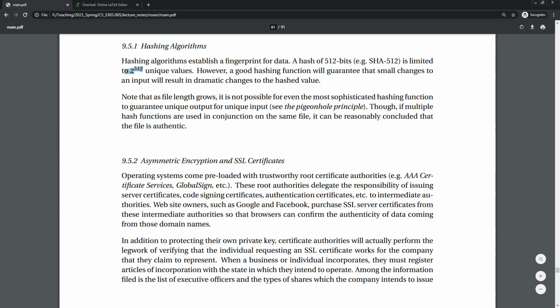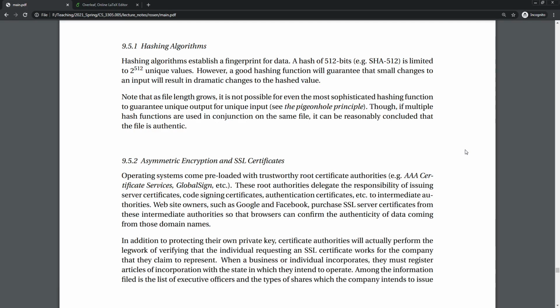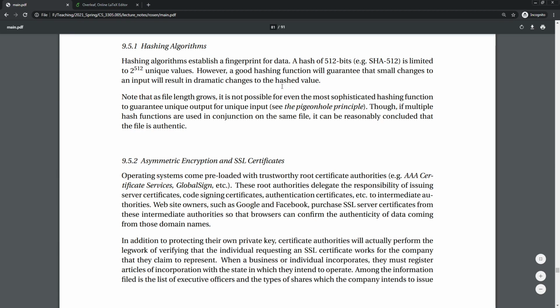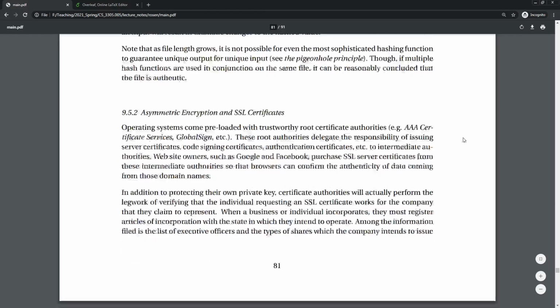So it can represent 2 to the 512 unique values if it's a SHA-512. So it is possible to have these collisions for these distinct values. But the idea is that it is a fairly large space, and that if you have file size combined with that, you would never have a collision with those two data points. So a good hashing algorithm will be able to guarantee that. And then we talk about, I noted the pigeonhole principle, but we'll go over that later.